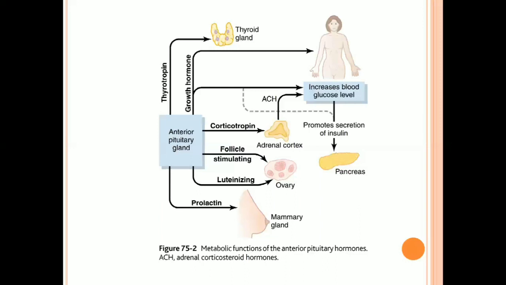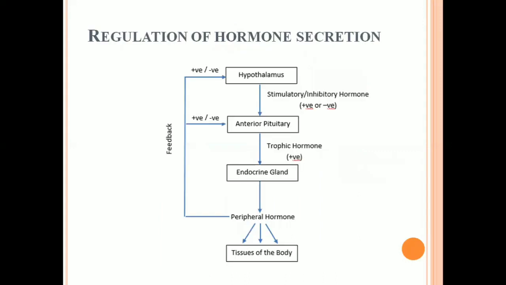Next we'll be moving on to the regulation of hormone secretion, and then we'll discuss the growth hormone and prolactin. For the regulation of hormone secretion, there are 2 types of regulation. One is hypothalamic regulation and the other is the feedback regulation. The hypothalamic regulation is of 2 types, either stimulatory or inhibitory.